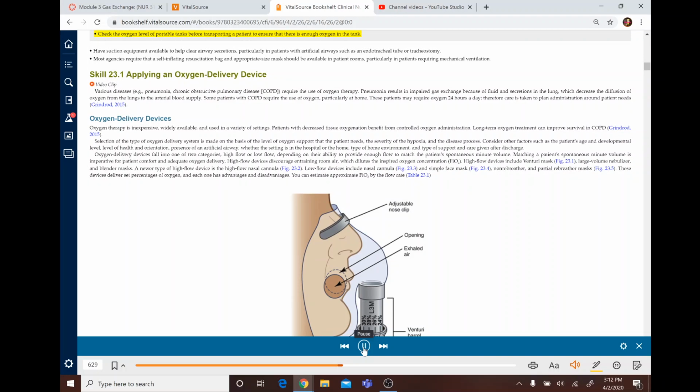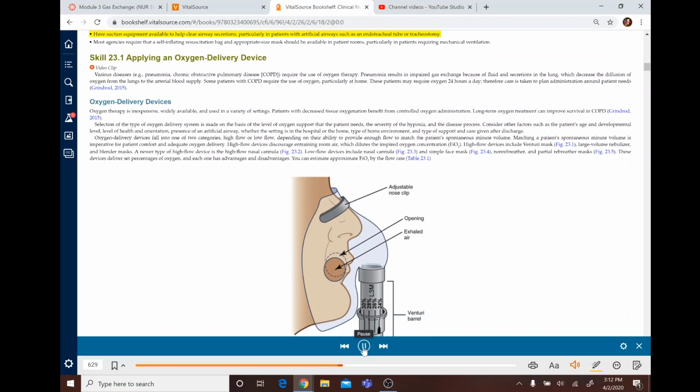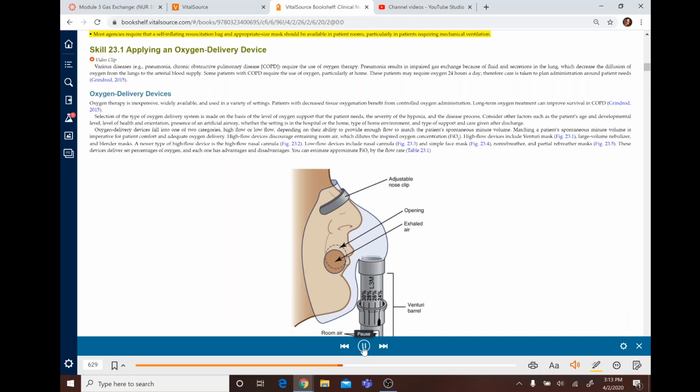Check the oxygen level of portable tanks before transporting a patient to ensure that there is enough oxygen in the tank. Have suction equipment available to help clear airway secretions, particularly in patients with artificial airways such as an endotracheal tube or tracheostomy. Most agencies require that a self-inflating resuscitation bag and appropriate size mask should be available in patient rooms, particularly in patients requiring mechanical ventilation.